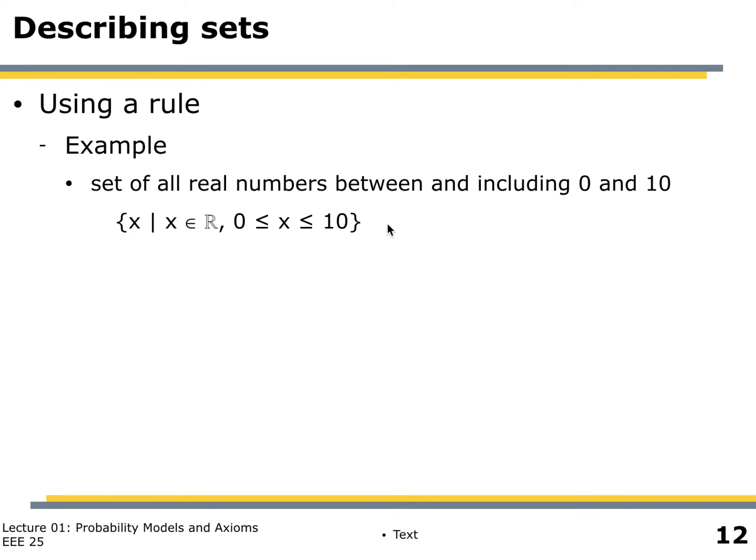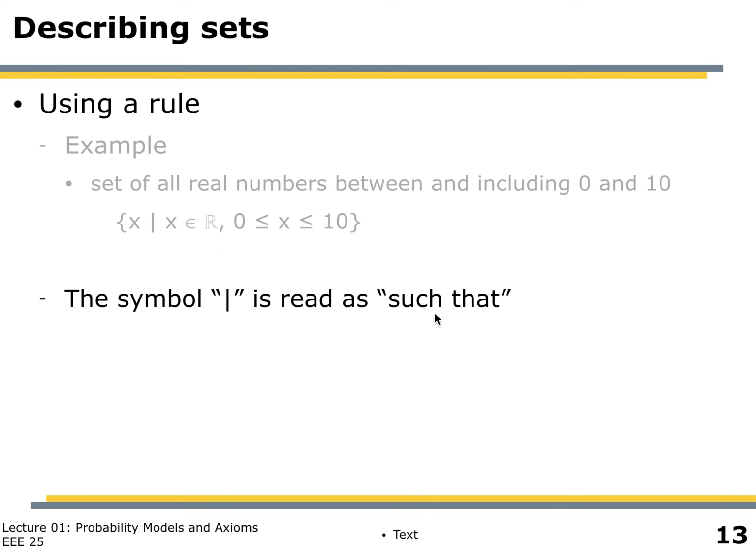So how is this read? You say x such that x is an element of the real number system and x is between 0 and 10 and may be equivalent to 0 or equivalent to 10. So the vertical bar right here is read as "such that."